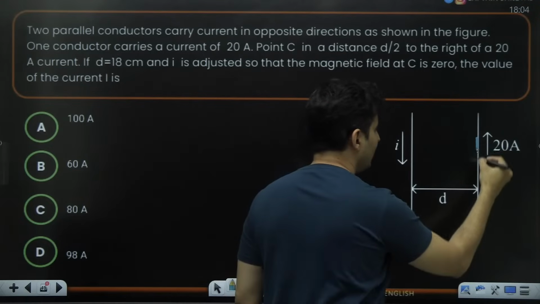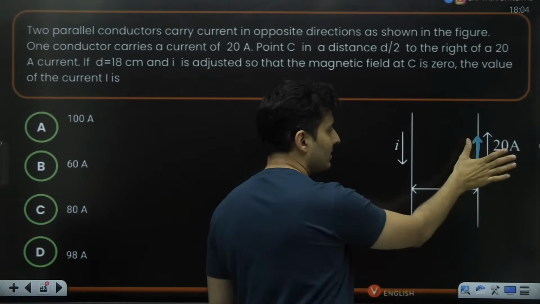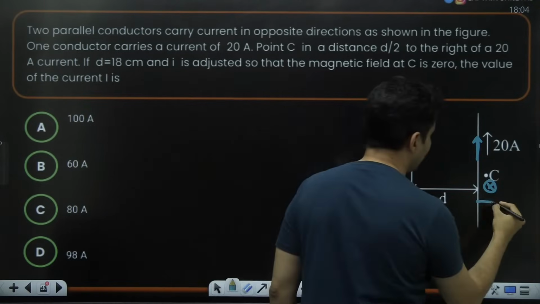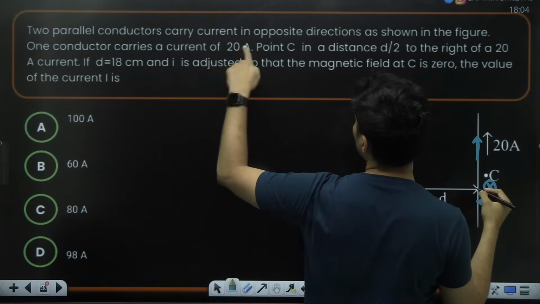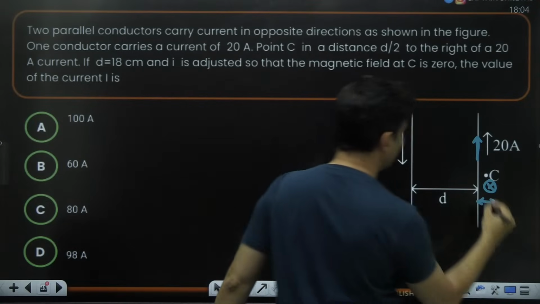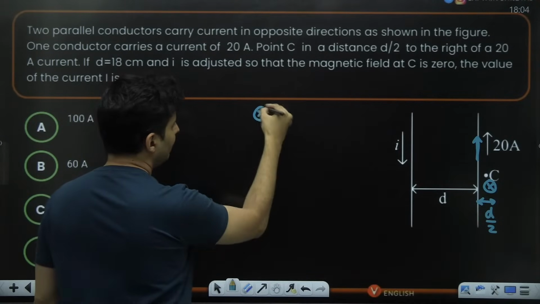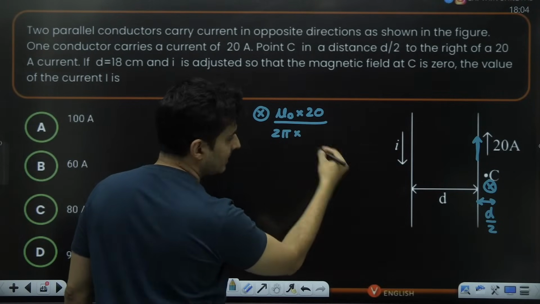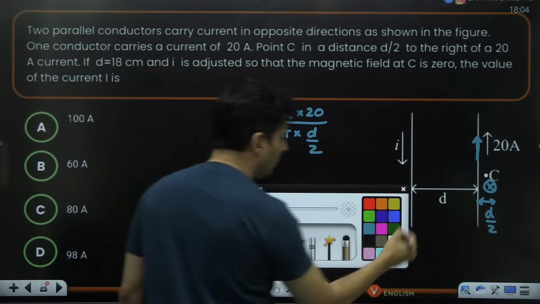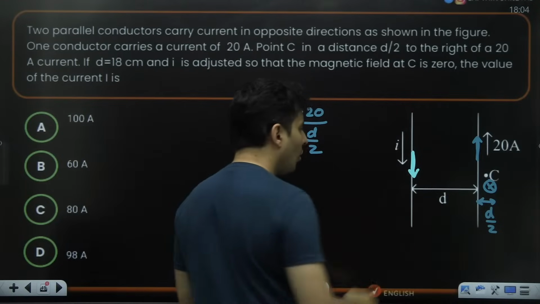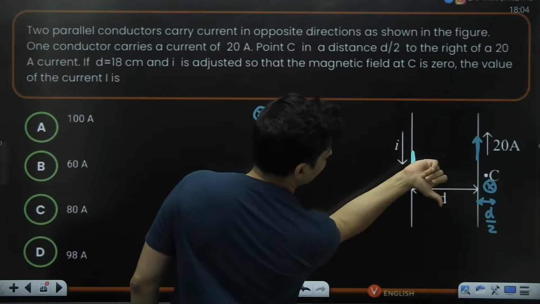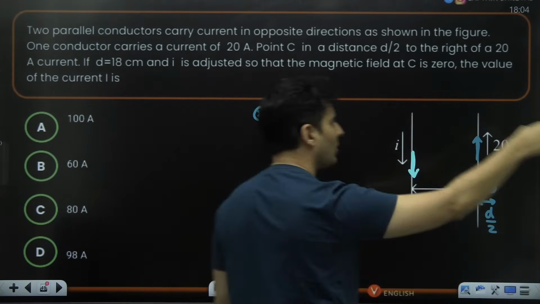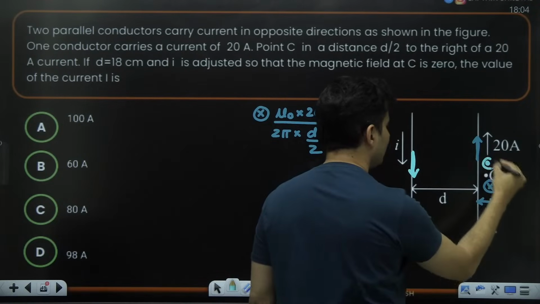Because of this 20 ampere current, if you hold the thumb in this direction, the field lines are going inside. And this is at a distance of D by 2. So the magnetic field inside will be mu naught I divided by 2 pi R, where R is the distance, which is D by 2. Now consider this particular current. Hold your thumb downwards, then you will see the magnetic field is going like that and going inside here. From behind it will come in the front. So it is coming this way.